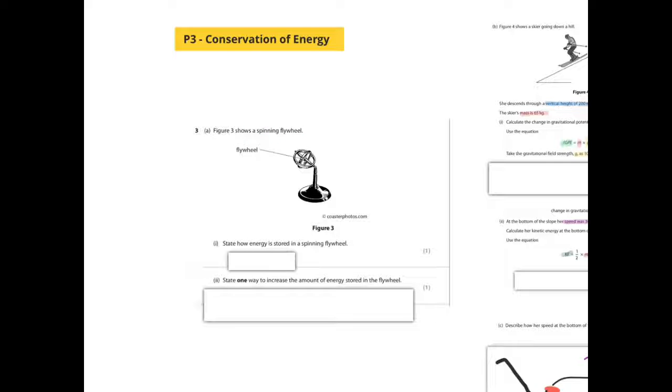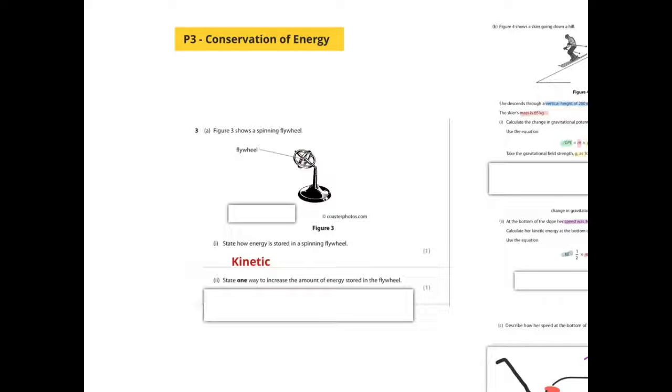Figure 3 shows a spinning flywheel, so this thing's just spinning around here. State how energy is stored in a spinning flywheel. Well, if it's spinning, if it's moving, it must be kinetic energy. State one way to increase the amount of energy stored in the flywheel.